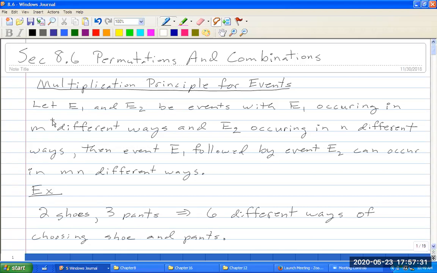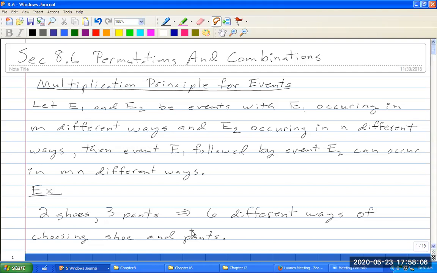Multiplication principle: for events E1 occurring in m different ways and E2 occurring in n different ways, if we take E1 and E2 sequentially, then event E1 followed by event E2 can occur in m times n different ways. So if I have 2 shoes and 3 pants, then there are 6 different ways to choose 1 shoe and 1 pant.